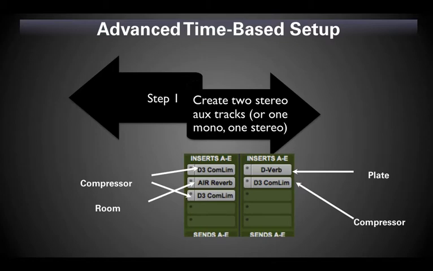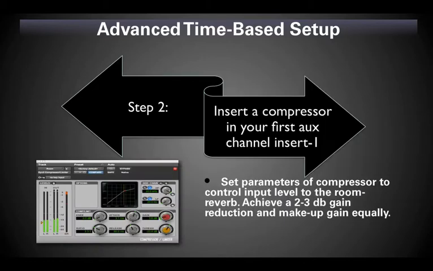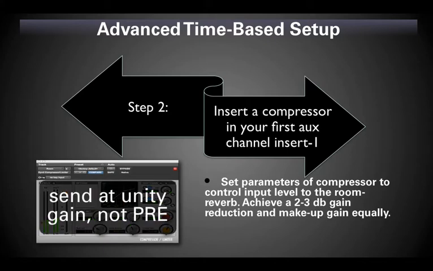This is how this would look when it's properly routed. So you will see that we'll have a compressor, our ambient room, and another compressor on our first aux channel. And on our second aux channel, we will have the plate and then another compressor to compress it again. So insert a compressor into your first aux channel. Set the parameter of the compressor to control the input, so play your vocal, and the sends will be at unity gain, not in pre on the first send.